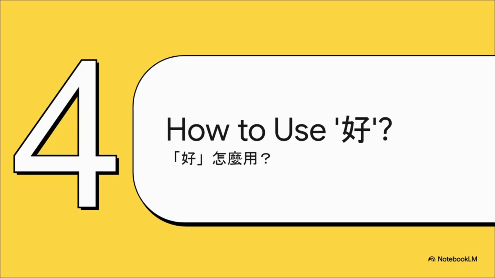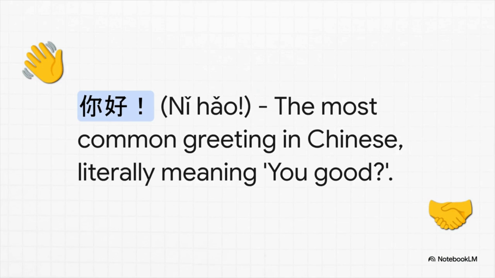Okay, so now that we know the beautiful story behind it, how do people actually use hao today? Let's check out a few quick examples. First and foremost, of course, we have ni hao. This literally translates to something like, you good? It's just a simple, warm way to greet someone and wish them well. It's the perfect example of the character's core meaning in action.